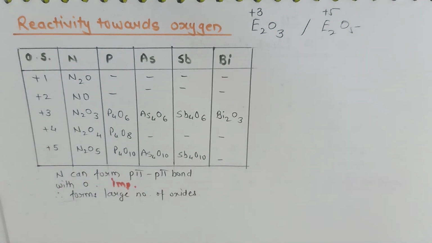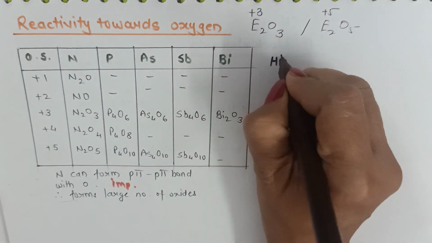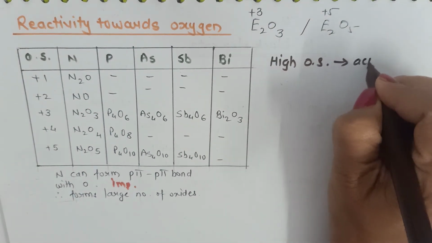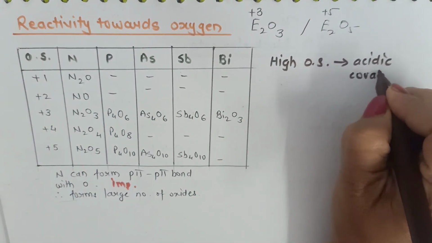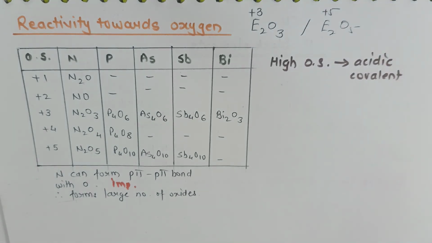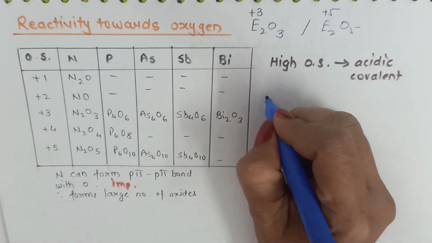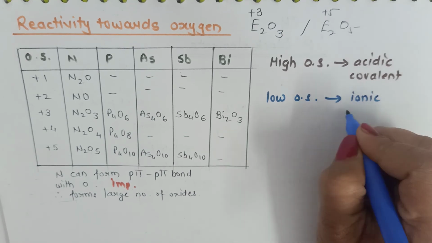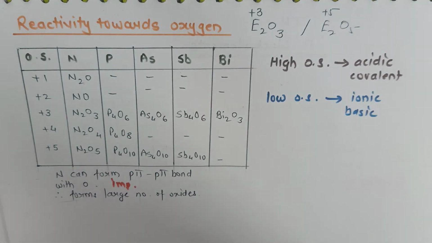From our basic knowledge, we know the oxides are either acidic or basic in nature. Now the question is whether these oxides will be acidic or basic in nature. For this, we will revise the concept which we have seen just a few minutes ago: if the compound forms oxide in the higher oxidation state, then it will be acidic in nature and it will be covalent. On the other hand, if it forms the oxide in the lowest oxidation state, then it will be ionic in nature and it will be basic in nature.